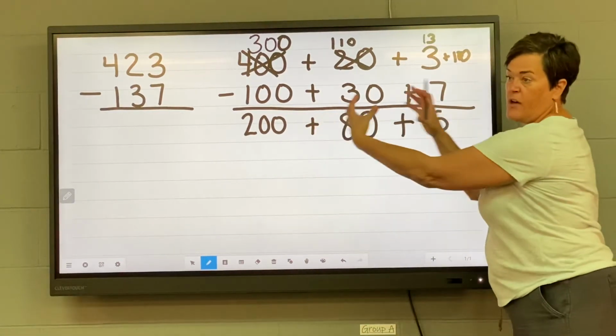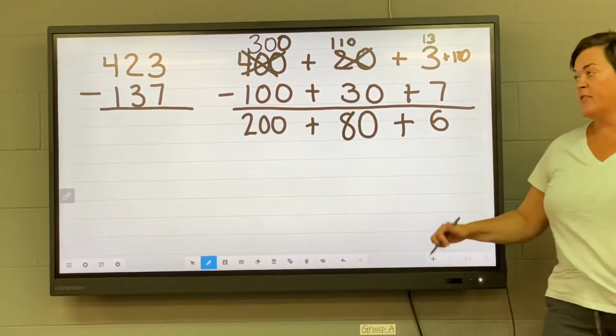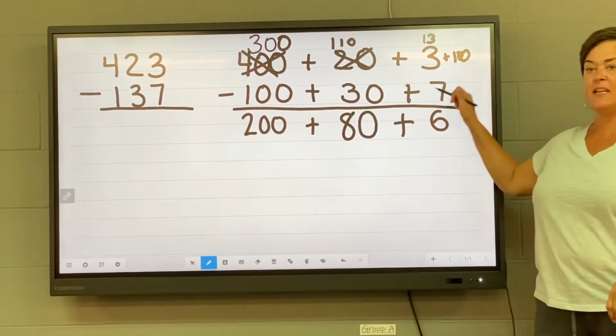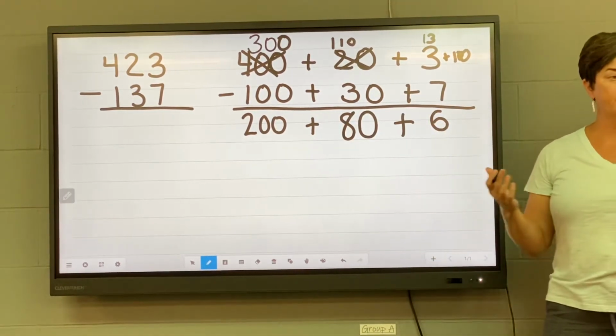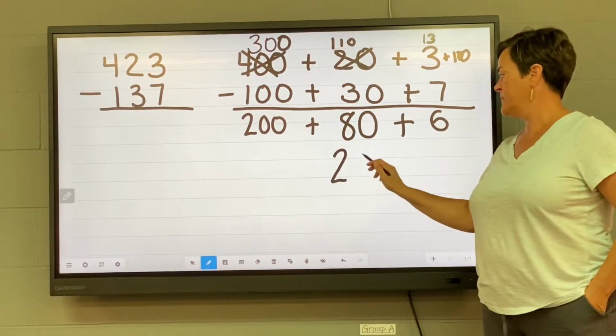Okay, we have to put all that back together to give us our difference. 200 plus 80 plus 6 equals what? 286.